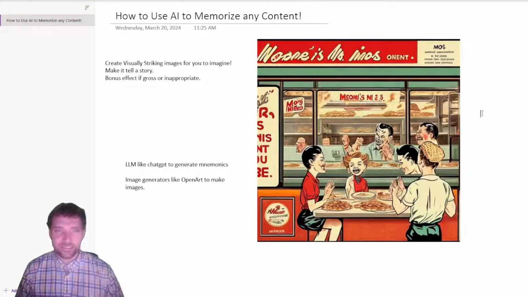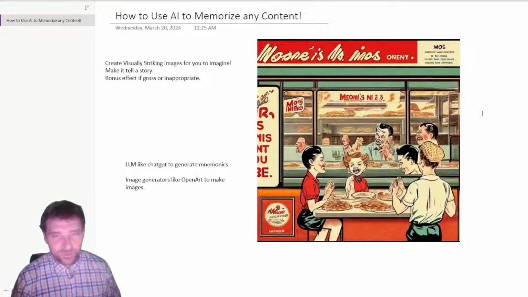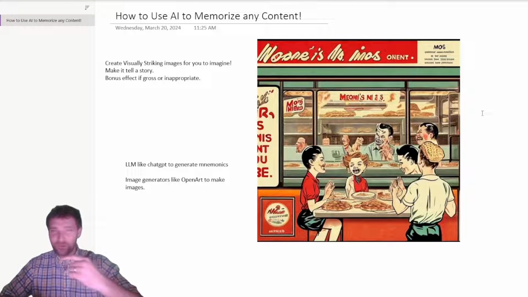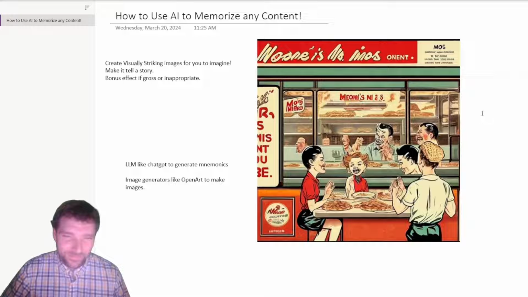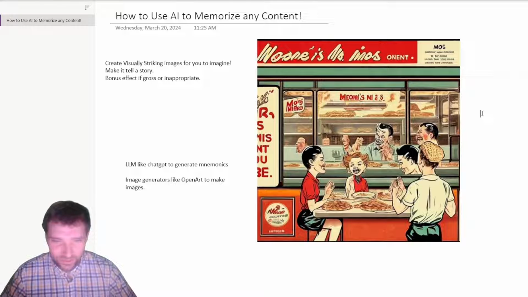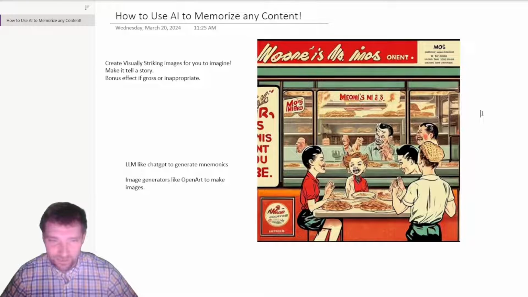And the core idea is that you're trying to create some sort of visually striking images for you to imagine or telling some sort of story. And if you can make it gross or inappropriate, that will actually make you remember it better. So you actually kind of want to do that. This is an ancient technique that people were using to memorize like the Iliad, but we can use technology to enhance it to make it just that much better.